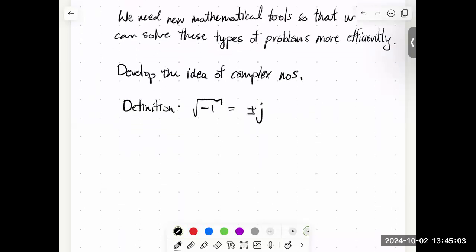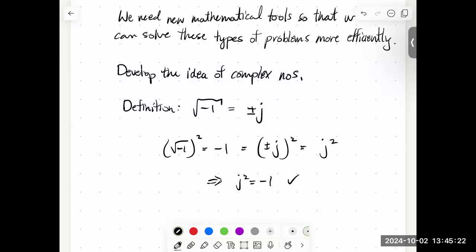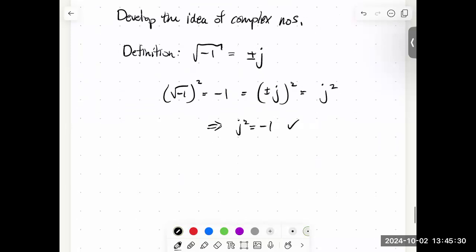So let's check. If I take the square root of -1 and I square it, I get -1, and that's equal to plus or minus j squared. And so that's equal to just j squared. And so we get j squared equals -1. And that's what we'd expect. Okay, so that's just a pure definition. There's really not much interesting there.